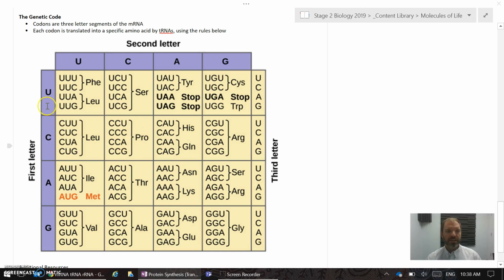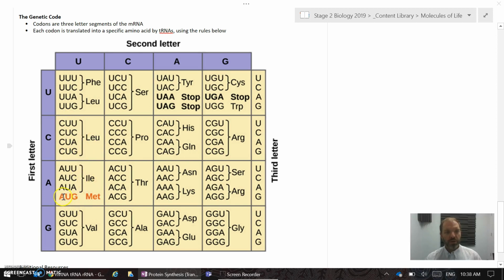Let's look at a letter sequence here. If the first letter is U, we go into this row. The second letter is U, so we go into this row. And then the third letter is U, and that's this one here. UUC will also give us phenylalanine. UUA and UUG give us leucine. These four also give you leucine, so there are 6 different ways to get leucine, so that's pretty good.